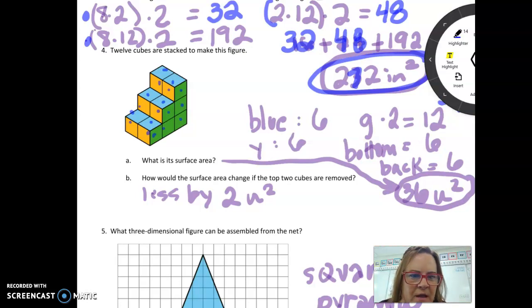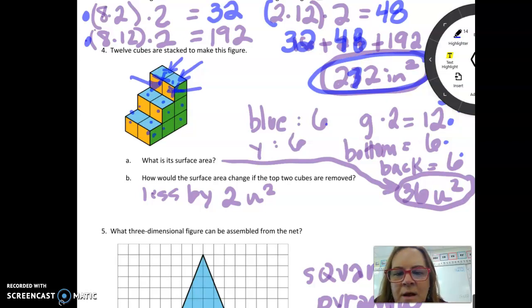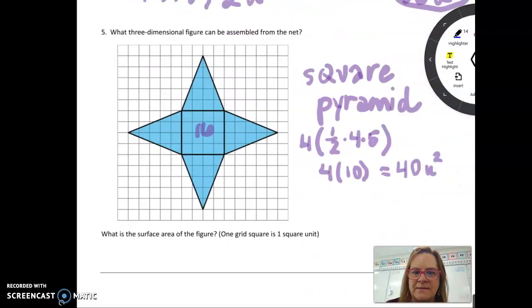And so I'm noticing that, look how many 6's I have. I have 1, 2, here I have 2, so 3, 4, 5, 6. So I just did 6 plus 6 plus 6, or 6 times 6 is 36. And then how would the surface area change if the top 2 cubes are removed? So if we remove these 2, the blue still holds true. Like we still need those top blue faces to be showing and counted for the surface area, but the yellow ones won't be. So we are less by 2 square units.